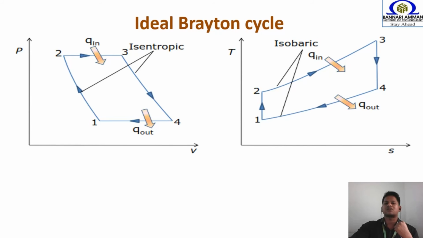It is a curve because isobaric is a curved process, right? So the isobaric process is curved in nature in the TS diagram. Again isentropic compression. Again isentropic heat rejection.